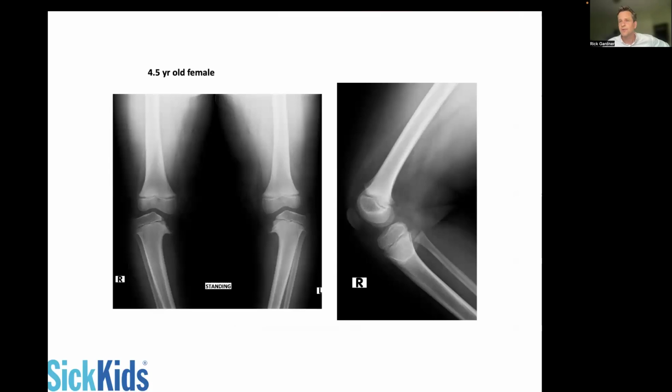So older children. In a 4.5-year-old female, what are we going to do here? So now we've got a more severe situation. This is still infantile Blount. We're moving towards more of a juvenile type. This hasn't been treated. And here you can see there's some lateral subluxation of the tibia and a very foreshortened medial epiphysis and a large medial metaphyseal spike.